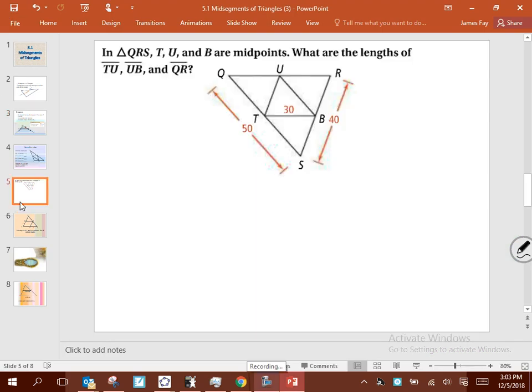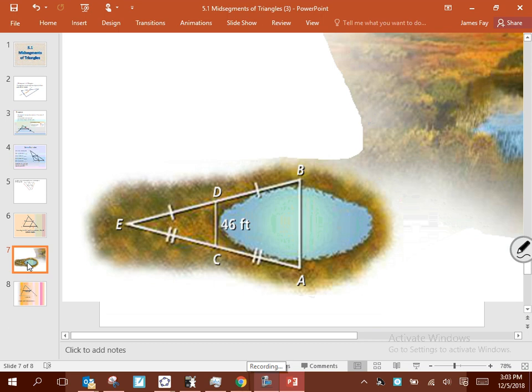The last thing I want to talk about is maybe one or two more examples of using the mid-segment theorem. Using the mid-segment theorem is not hard. If you can all divide by 2 or multiply by 2, you're going to get the right answers. But I want you to see where this stuff is used and why it's useful.